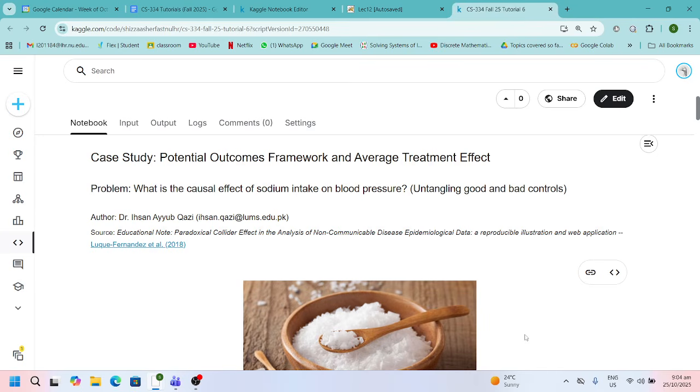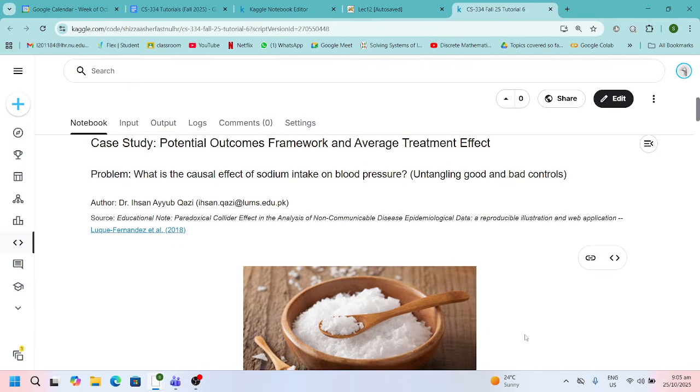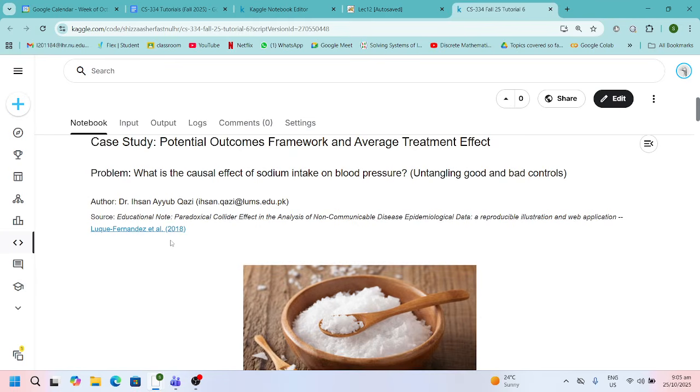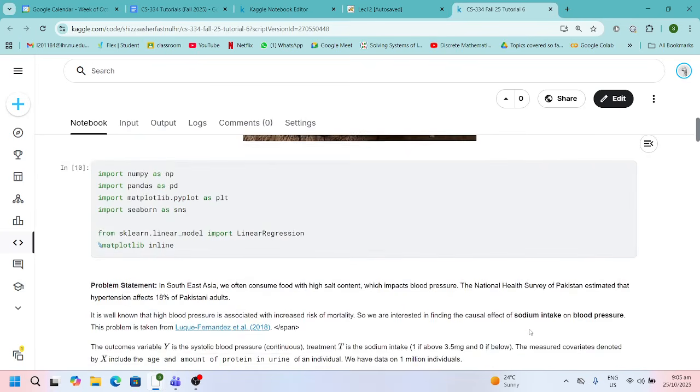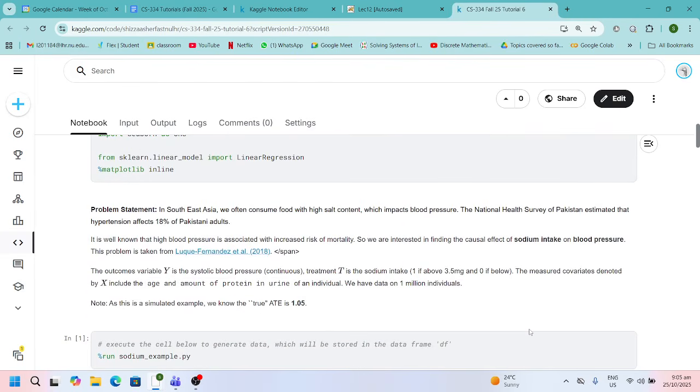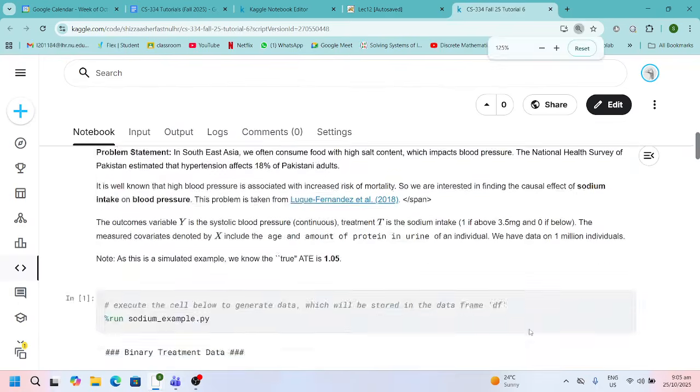You are looking at good controls and you're looking at bad controls. We don't know which is which right now. But you are trying to determine the causal effect of sodium intake on blood pressure. So for this, you have the link to the research paper from where the data has been borrowed. For those of you interested, you're welcome to explore this on your own. Let's go over the problem statement.